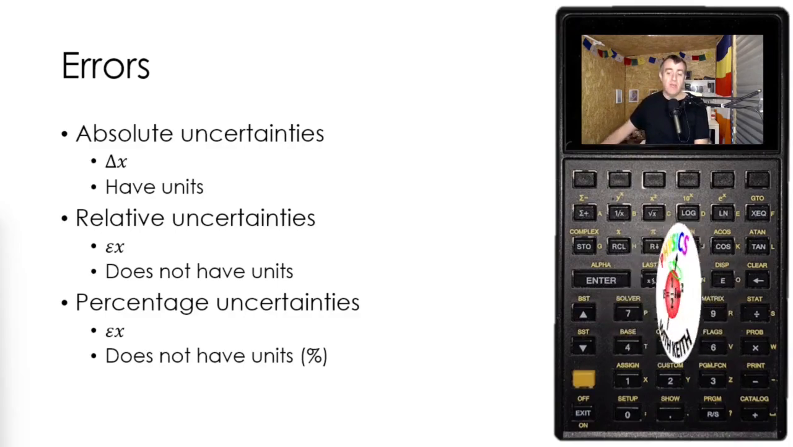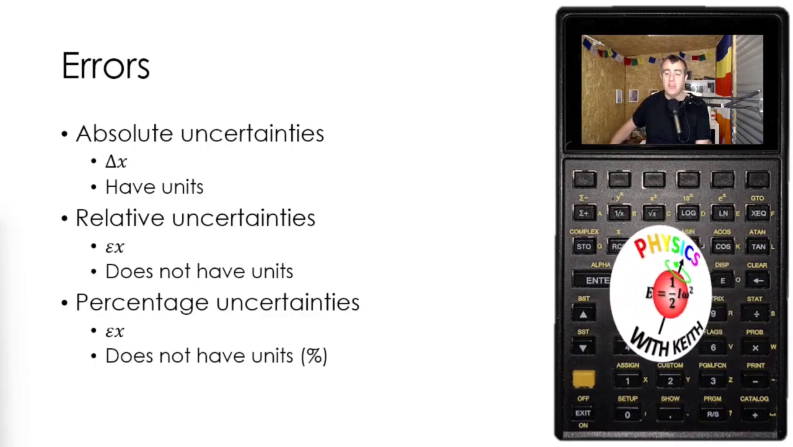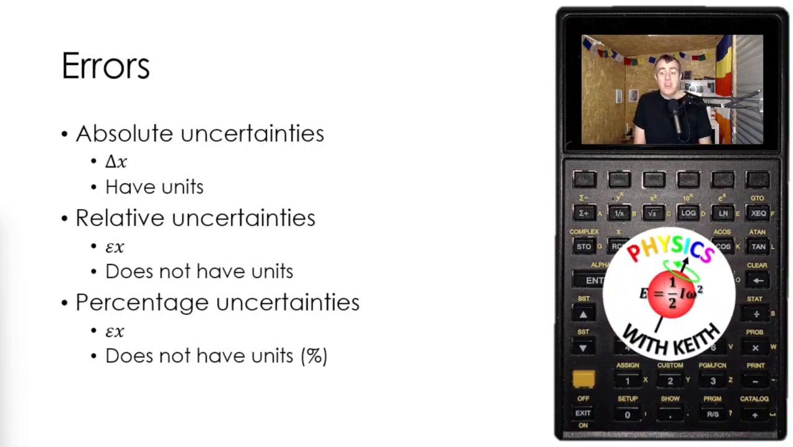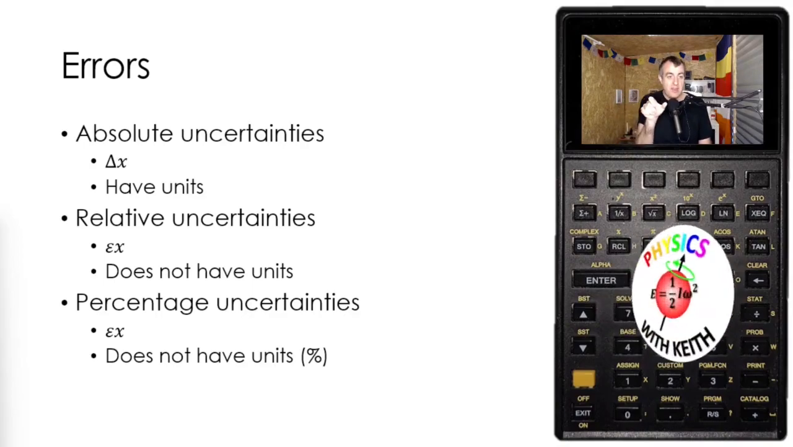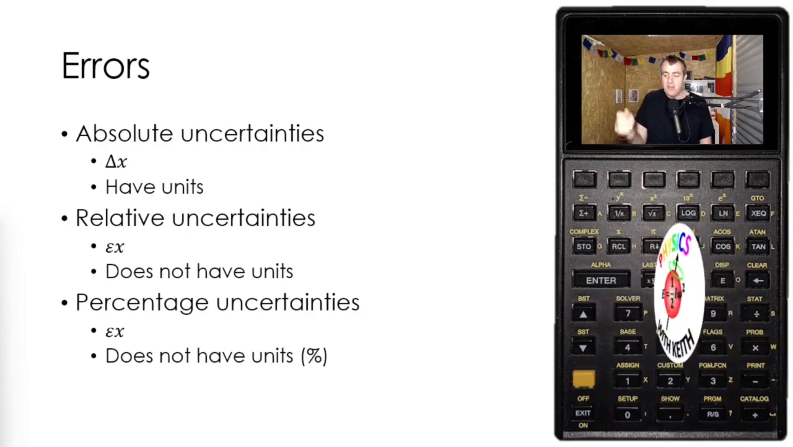So for example, 10 centimeters plus or minus 1 centimeter, that is an absolute uncertainty. Or we could present them as relative or percentage uncertainties. For absolute uncertainties, we use a delta. For relative or percentage uncertainties, we use an epsilon. The only difference is relative uncertainty is presented as a unitless decimal, and percentage uncertainties are presented as a percentage, remembering that the percentage sign just means divided by 100. So if you multiply a relative uncertainty by 100%, you're multiplying it by 1, but it means that we can express it as a percentage.